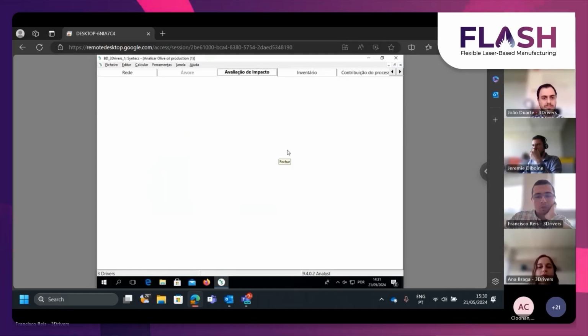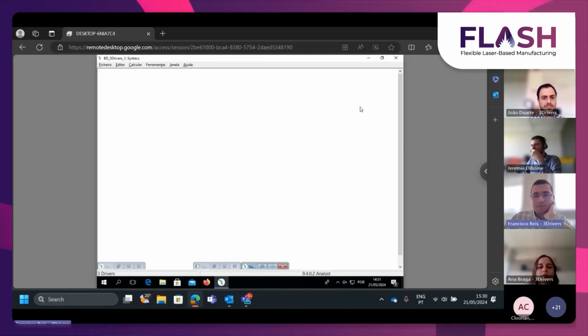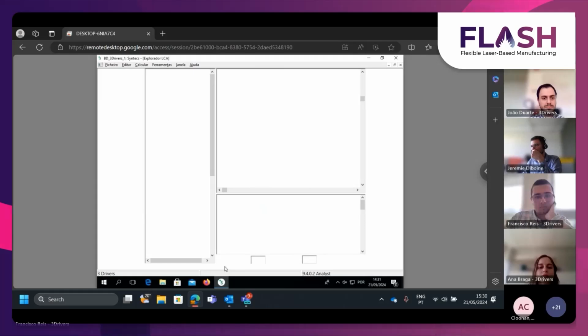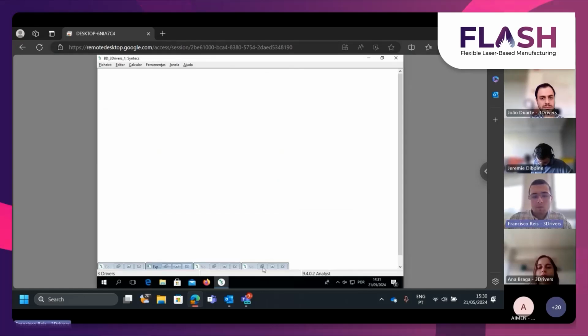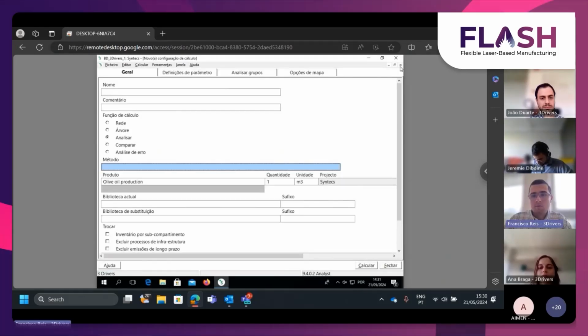And finally, we can also compare 2 processes. So we can hit compare, and we can choose more than one process. Now I'm going to show you the results of comparing the regular olive oil production and the improved case, the one where João showed that also produces ethanol, or rather it avoids the production of ethanol. And by hitting calculate and selecting both processes, we would get, I need to close this.